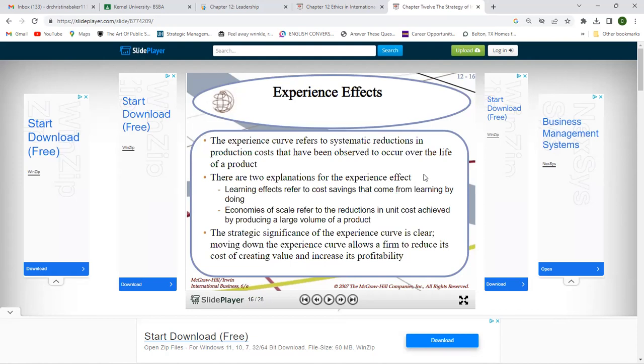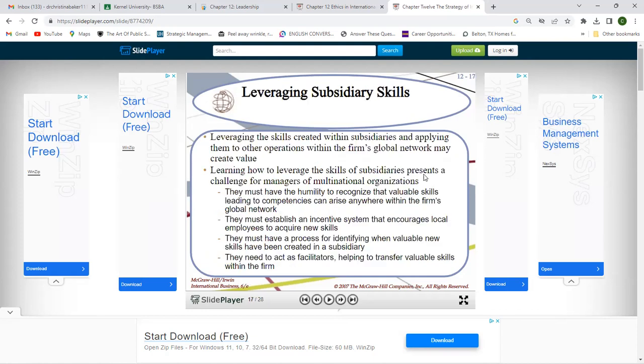The experience curve refers to systematic reductions in production costs that have been observed to occur over the life of a product. There are two explanations for that effect. Economies of scale refer to the reductions in cost achieved by producing a large volume of the product. The strategic significance of the experience curve is clear. Moving down the experience curve allows a firm to reduce its cost of creating value, increasing product profitability.